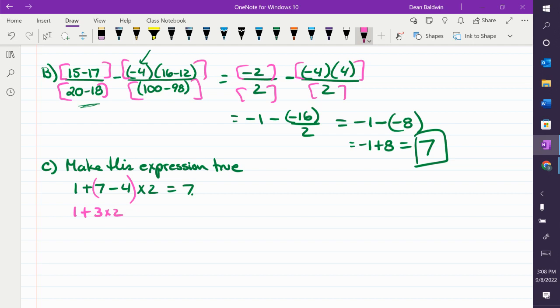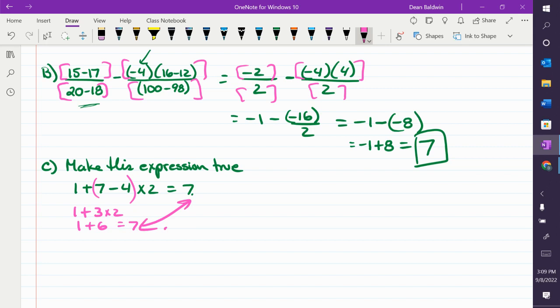So now what do I do? Then you multiply 3 times 2. You do the multiplication. 3 times 2 is? 6. What's 1 plus 6? 7. Hey, we did it.